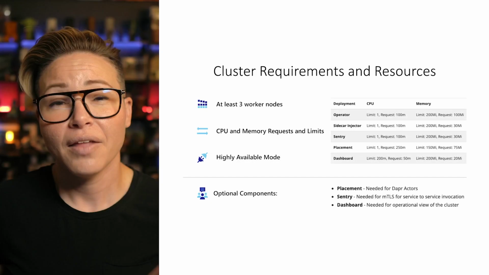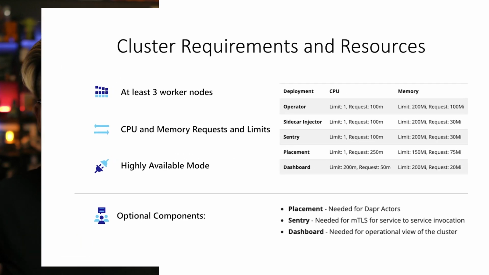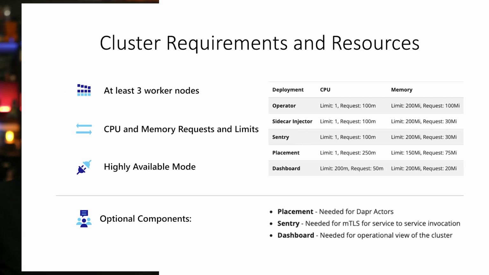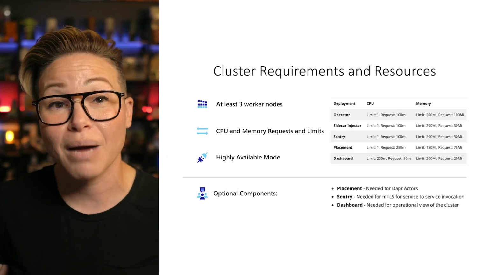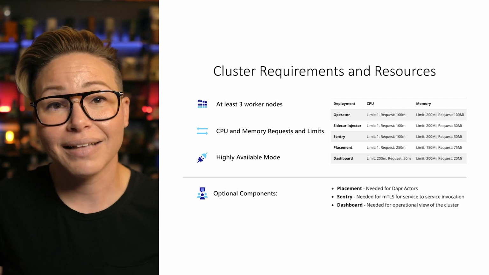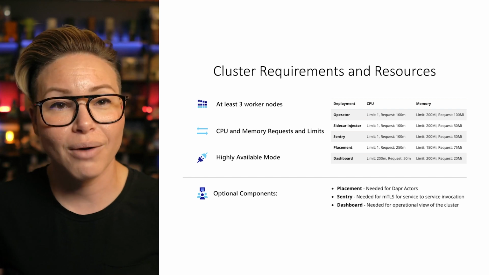There are 5 Dapr control plane deployments: operator, sidecar injector, sentry, placement, and dashboard. When deploying Dapr in a production-ready configuration, it's recommended to deploy with a highly available configuration of the Dapr control plane. A highly available configuration will create 3 replicas of each Dapr control plane pod in the Dapr system namespace. And it allows the Dapr control plane to survive Kubernetes node failures and other outages.